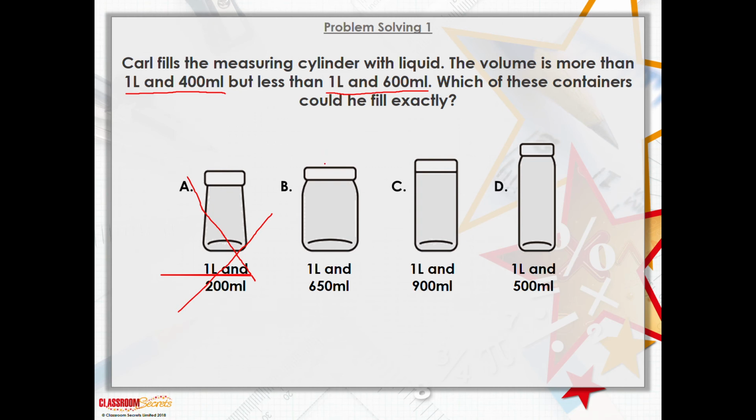Well done, we can get rid of container B because that has 1 litre, 650 millilitres, and container C because it has 1 litre and 900 millilitres. Both of those are more than 1 litre, 600 millilitres. Because we know that we need to have less than that amount for our container. So our answer must be D.